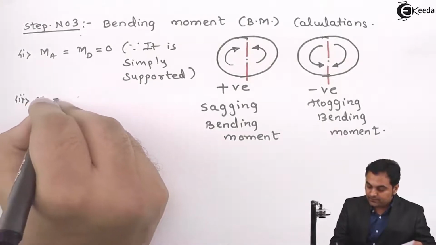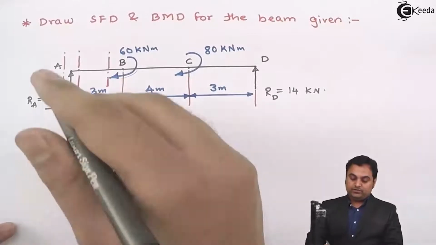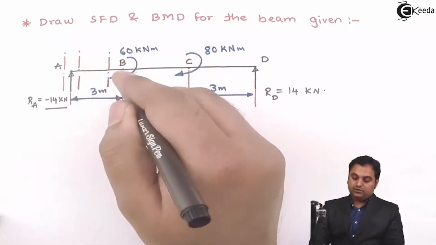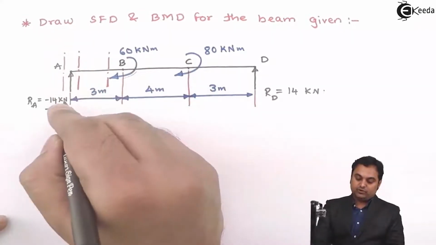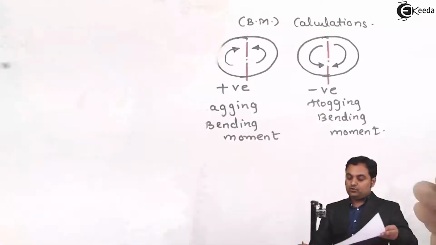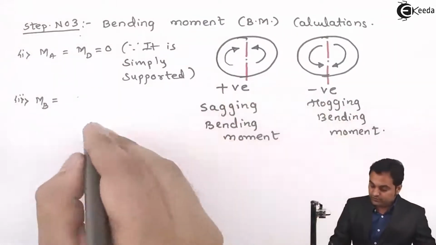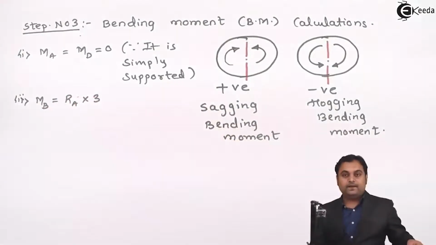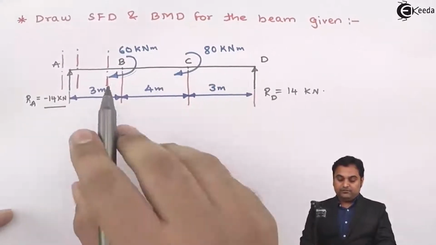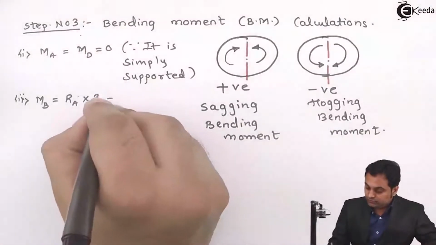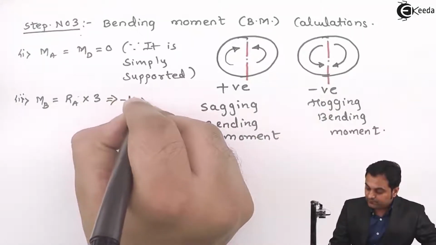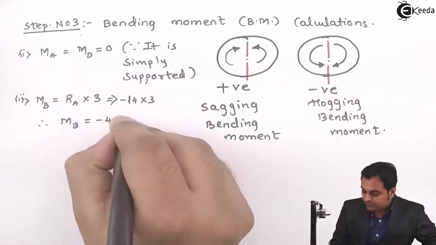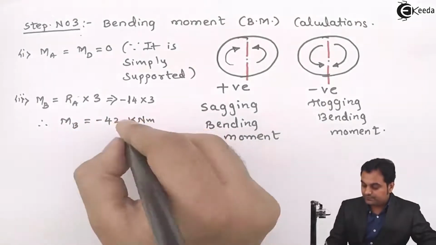So moment at B will be equal to, now this moment produced at B because of RA is in clockwise direction. So to the left, clockwise is positive. So here we have RA into 3. Then there are no other forces here. So RA is minus 14 into 3. So moment at B comes out to be minus 42 kilonewton meter.